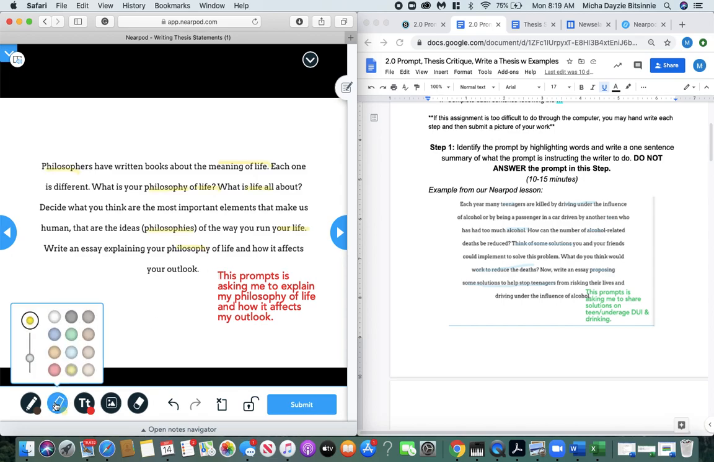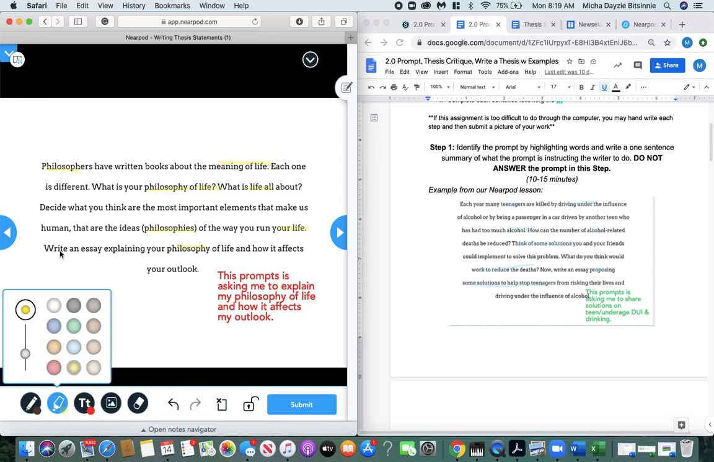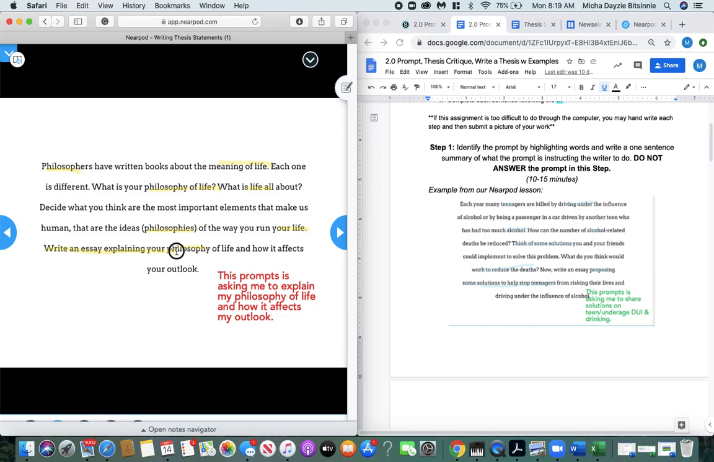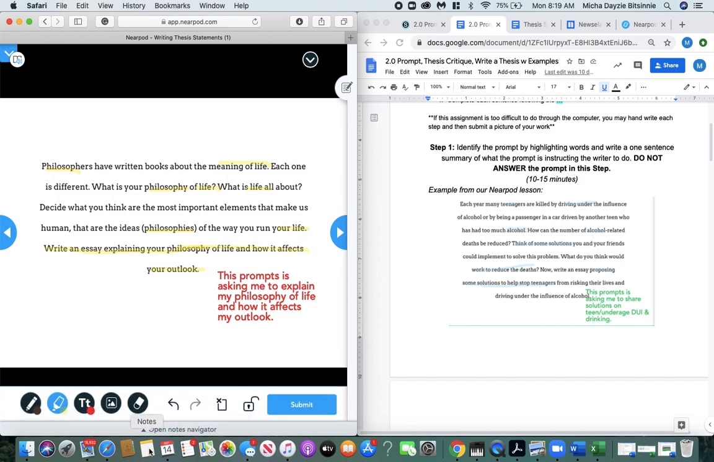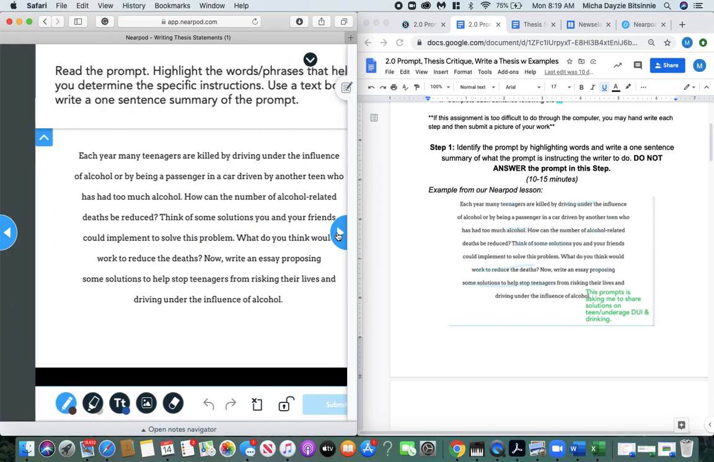Some prompts, like this one, are easier to identify than the last one because it explicitly says it: write an essay explaining your philosophy of life and your outlook. Versus the other one, where you kind of had to summarize or collect information to put a sentence together. So this one is pretty straightforward. This prompt is asking me to explain my philosophy of life and how it affects the outlook.